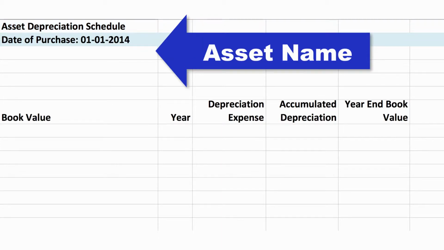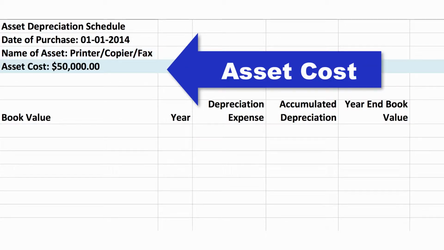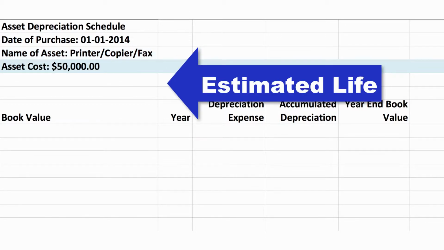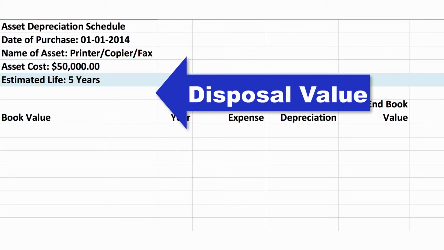The name of the asset, which is printer, copier, fax. The cost of the asset, this printer costs $50,000. Its estimated life, which is 5 years. And its disposal value, if any. In this case, the disposal value will be $1,000.